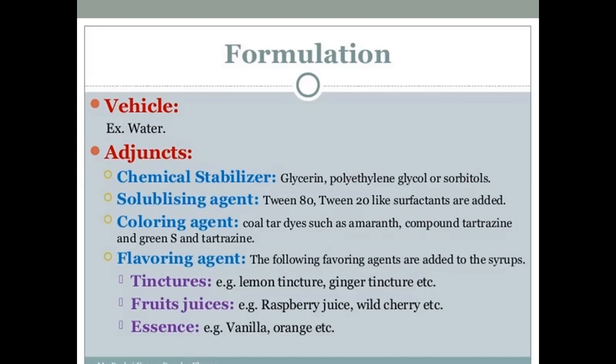So the first one is vehicle, then the second one is adjuvant. In adjuvant, again the first one is chemical stabilizer. So glycerine, sorbitol, polyethylene glycol and others are added in small quantity to the syrup to prevent the crystallization of sucrose. And certain surfactants like Tweens can combine with the syrup to dissolve the ingredient into the syrup and make a clear syrup.